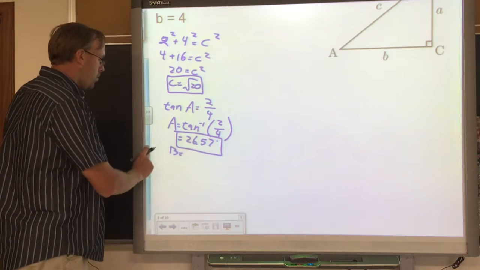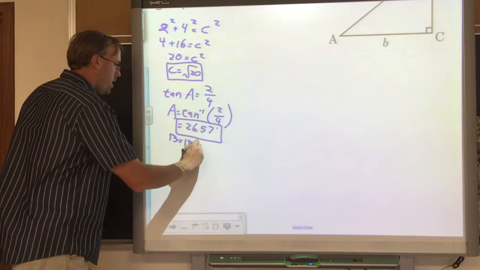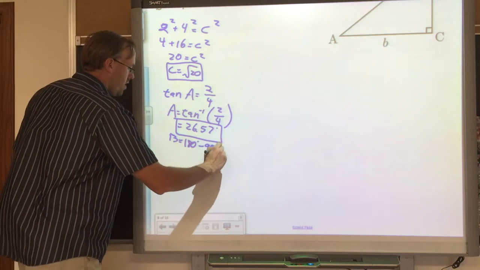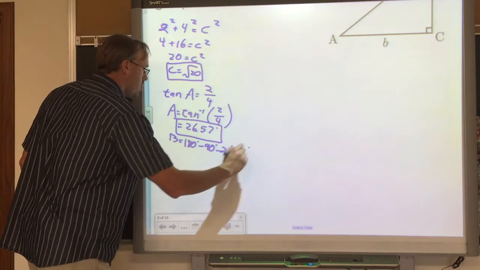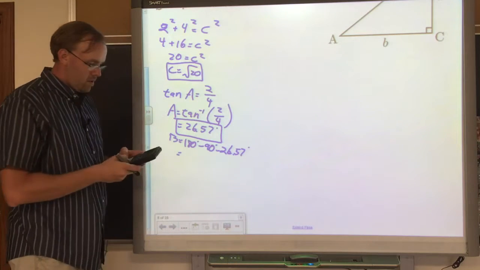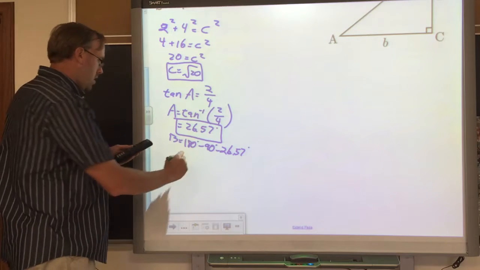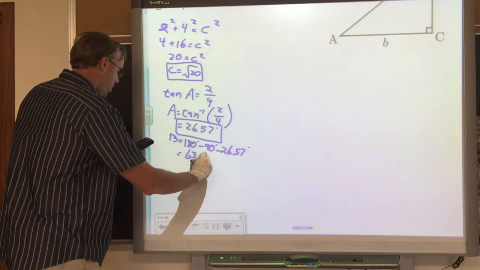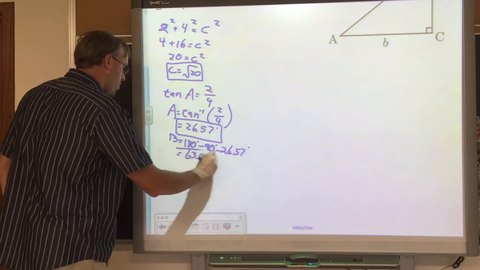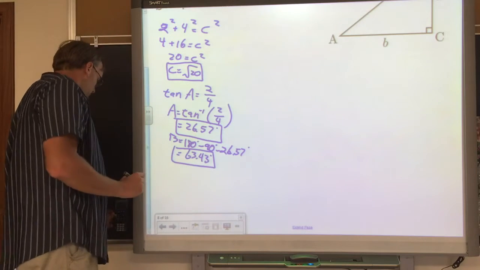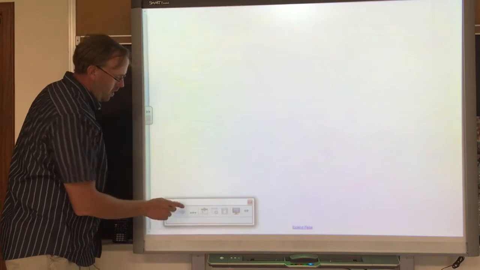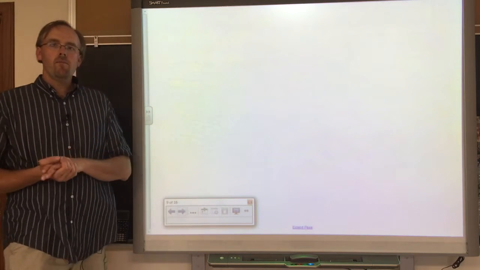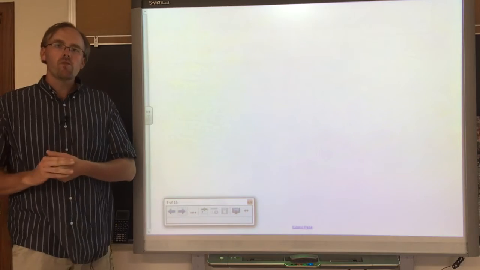So then for angle B, we subtract away the 90-degree angle that's there and the angle we just found. And we get 63.43 degrees. All right, so take some time, practice these, come back, and we will see how you did.